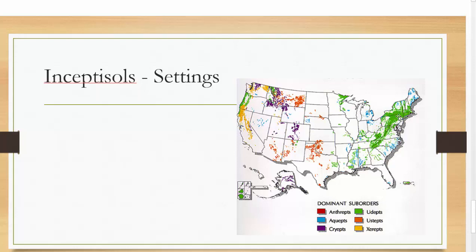And so eudepts occur up and down the Appalachians and in parts of the upper Midwest here, ustepts throughout some of the Great Plains states, cryepts we talked about already. And then there are some eudepts in forested soils up here along the north coast and coastal Oregon, and we have a lot of xerepts in California as well. So the basis for division into suborders would be both temperature regime and moisture regime.